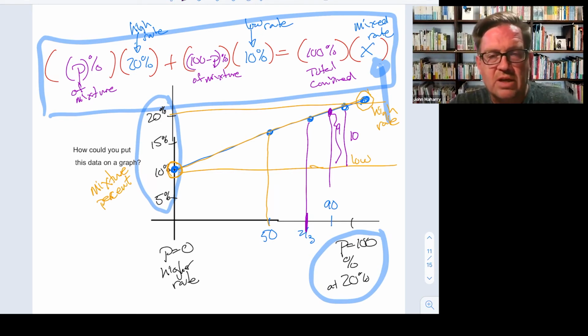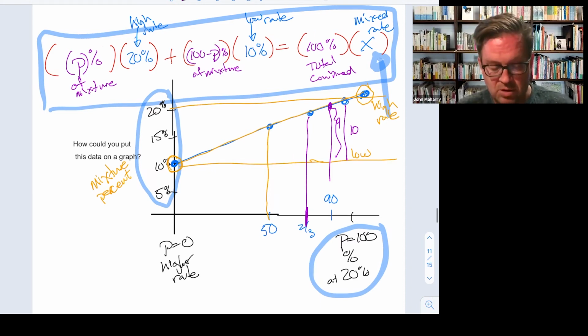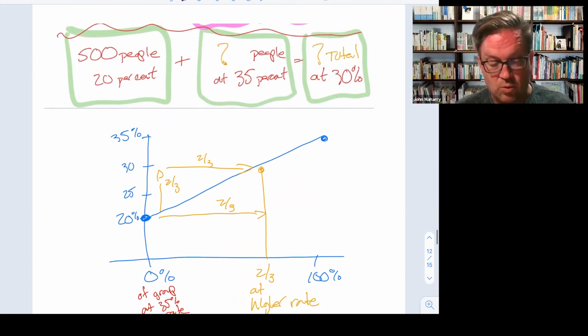You can always just solve the algebra, but this is an interesting, intuitive way to look at it, particularly when the numbers come out nicely and the ratios come out nicely. So let me do a couple of examples where it works out nicely.